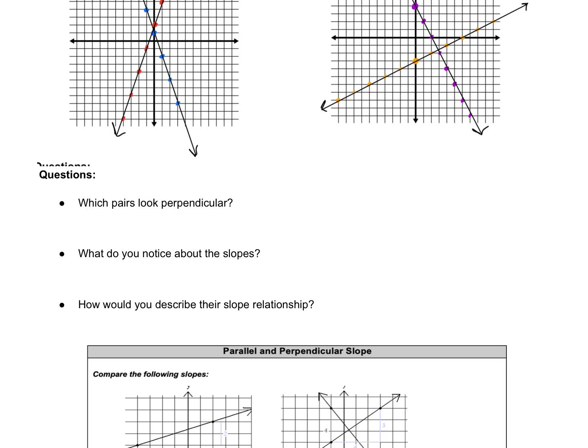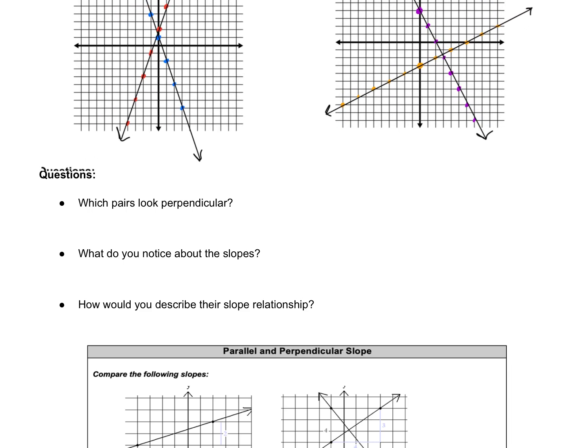Okay, so which pairs look perpendicular? Hopefully we said lines 3 and 4. Okay, here is the part where we need to be a little more specific. What is true about the slopes of lines 3 and 4? So they're 1/2 and negative 2. What do we say about the fact that one is positive and one is negative? Did we notice that? Yes.